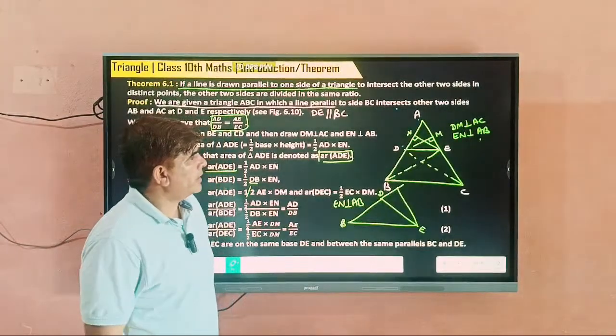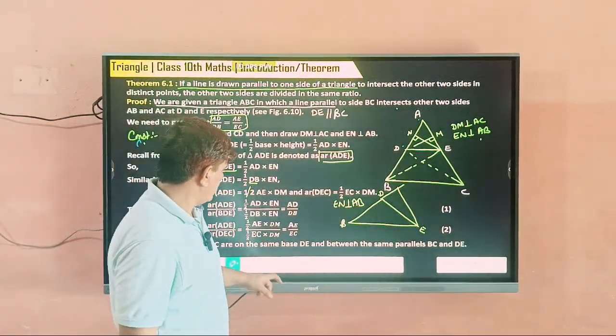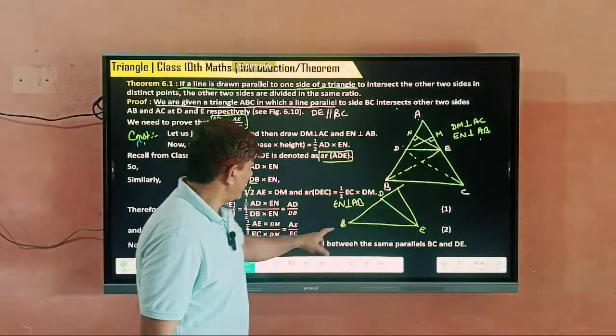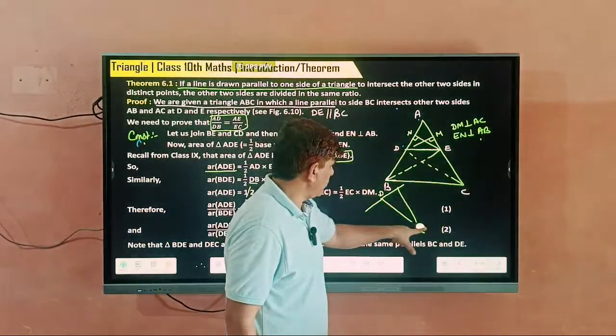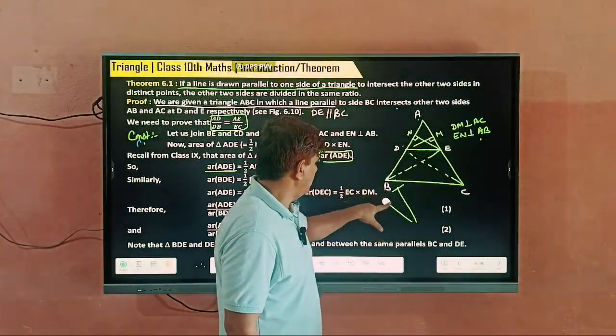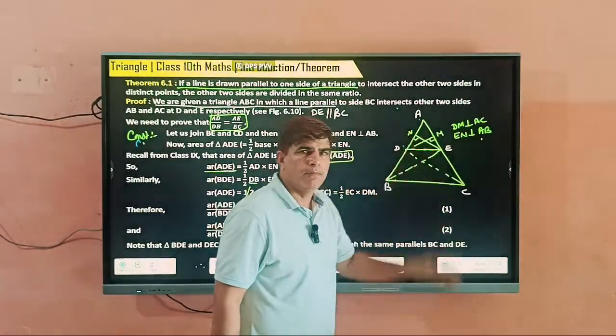That's why we have taken EN as perpendicular here. Understood? So this is the main point in it. The remaining points you know. Now find out the area of triangle, which triangle? This triangle DBE.